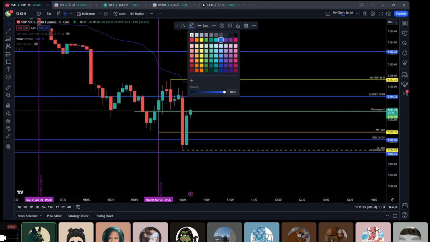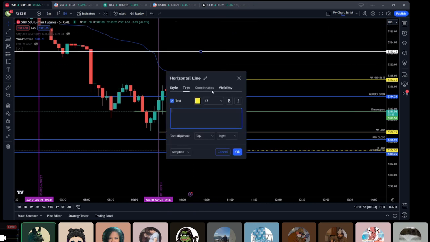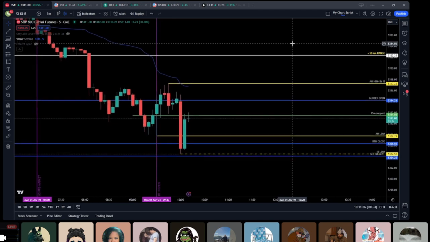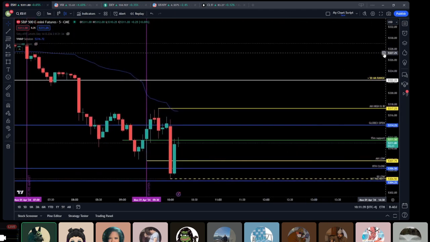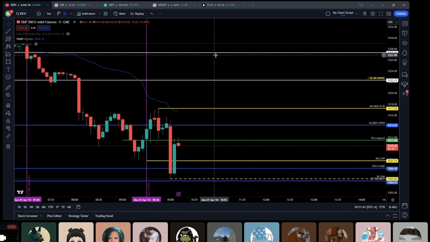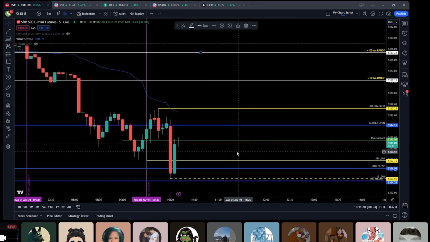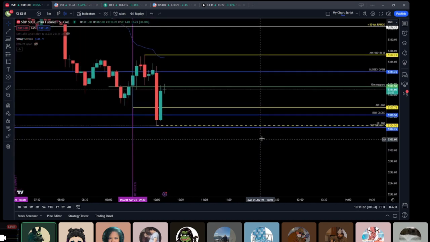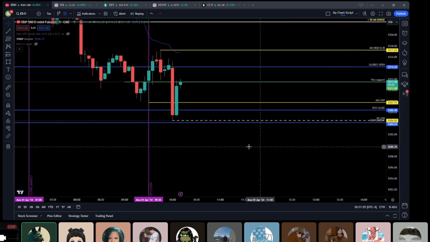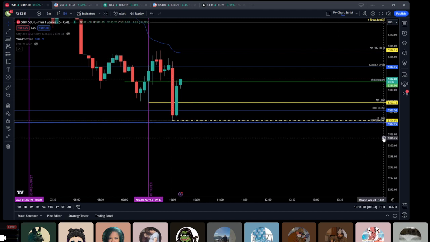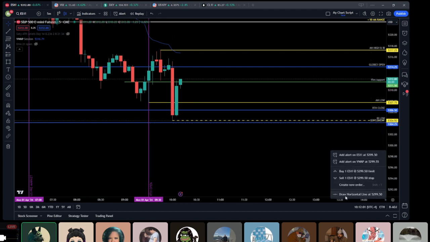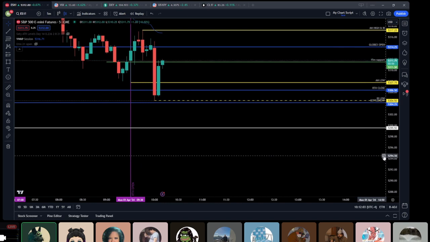Let's make this white. We'd call this plus 50 AM range. Then we'd add another 5 to that, and it'd be right here. This would be your 100% expansion level. Then we'd also do the same down here, which would be our low minus 5 is here. Another 5 is here.